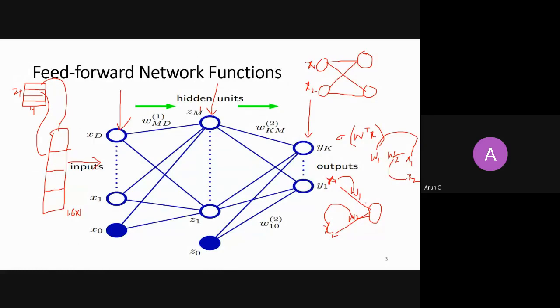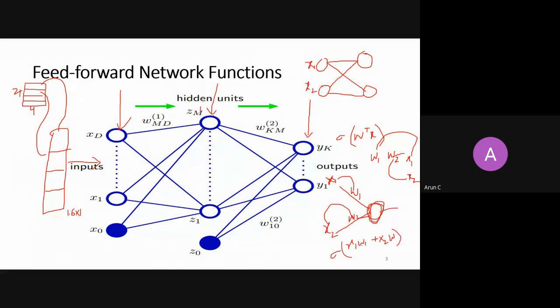So the input for this node will be what? It is X1 W1 plus X2 W2, right? And this is nothing but W transpose X. Then you pass this into a sigmoid function, and it will convert it into some probability between 0 and 1, right?